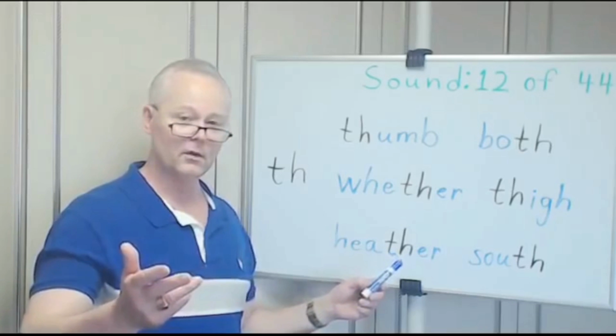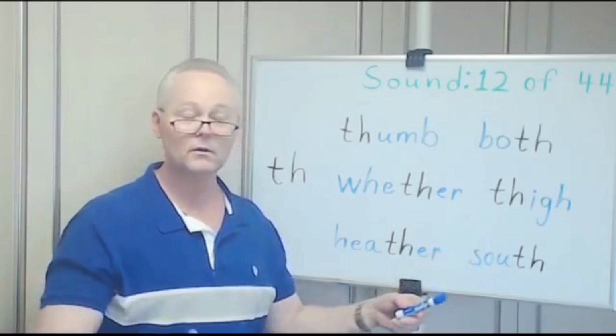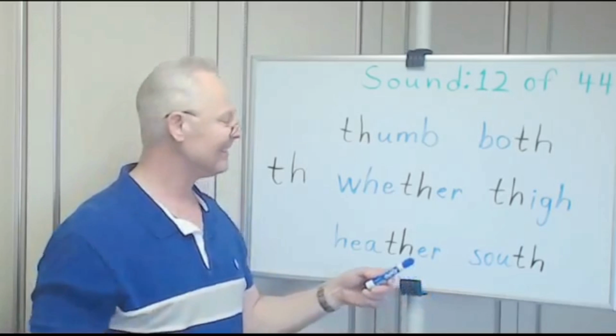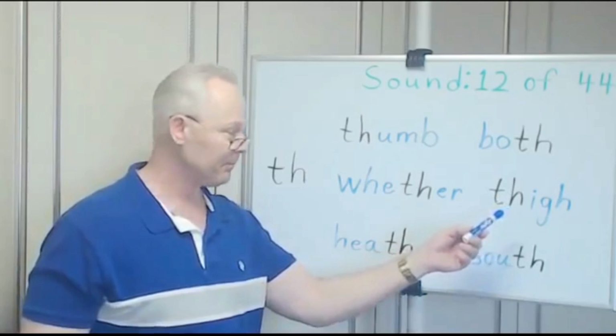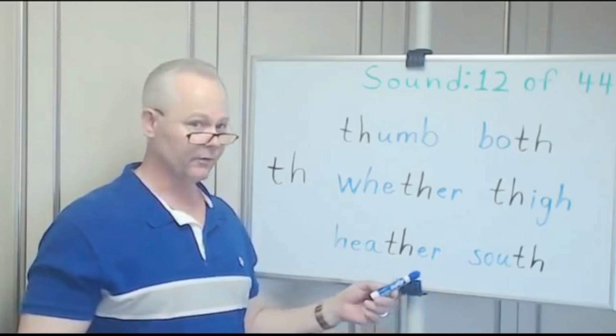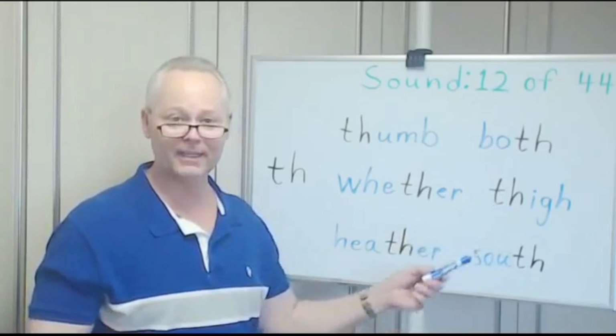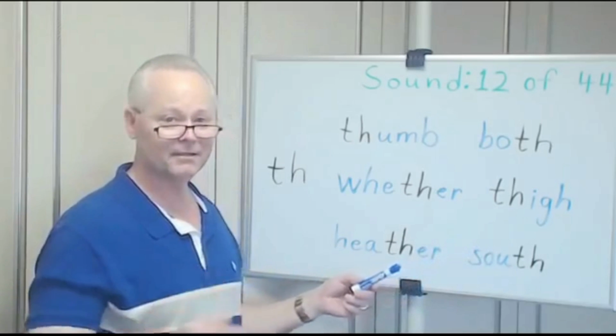I would like to know whether you prefer to have soup or salad with your dinner. Thigh. A thigh. Do you like chicken thighs or do you prefer a wing? The upper part of a leg. That's a thigh on a person and on chickens.